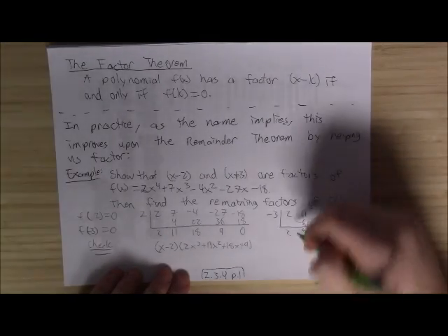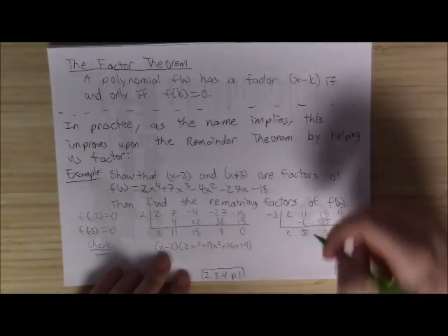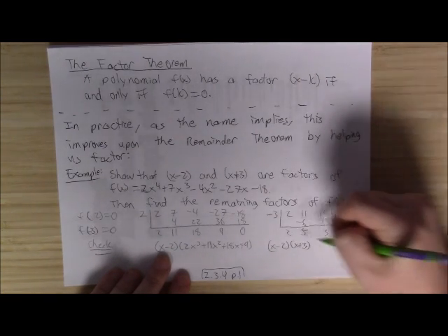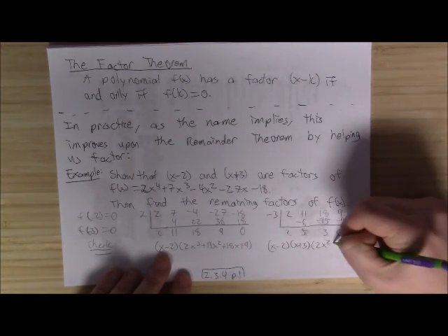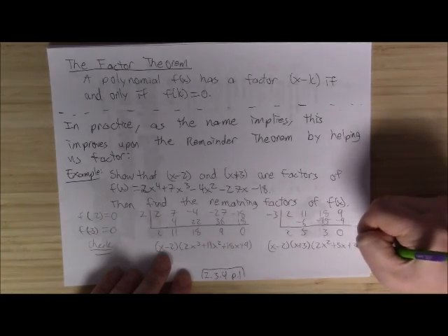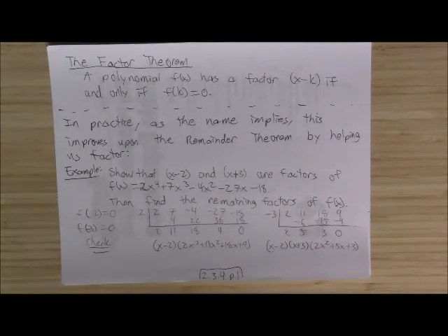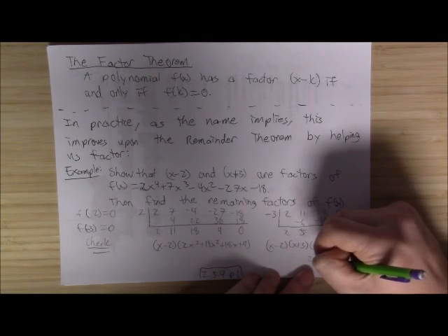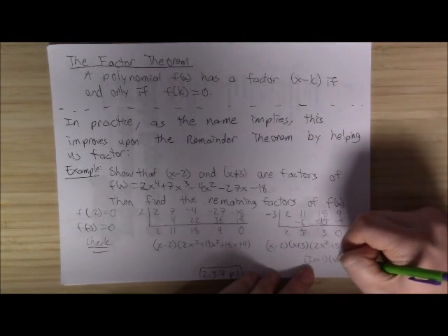So now, in other words, we can factor out x plus 3 out of this. So x minus 2 times x plus 3. And what we have remaining is 2x squared plus 5x plus 3. Well, here it's not too hard to see how this factors. I want to say 2x plus 1 and x plus 3.